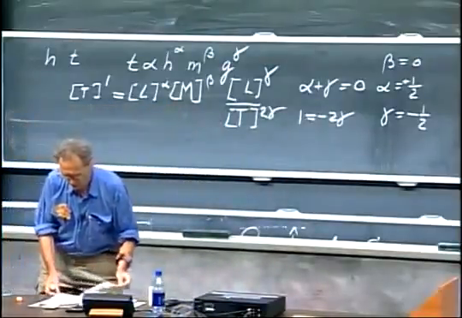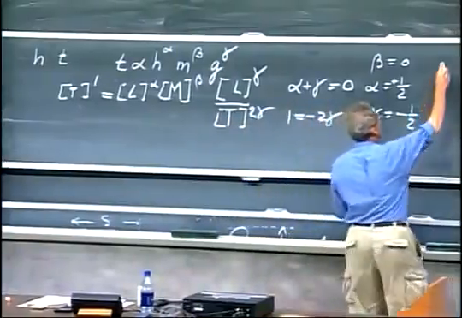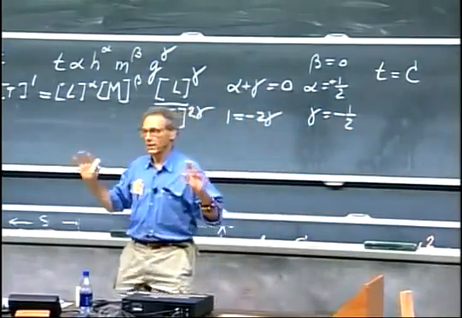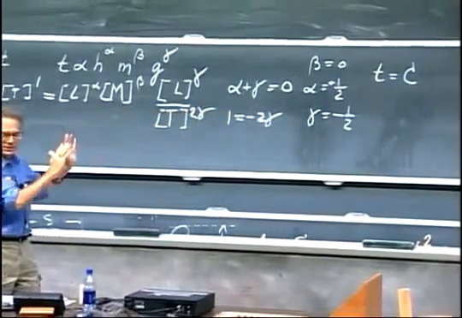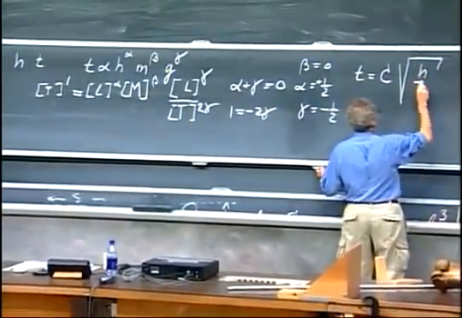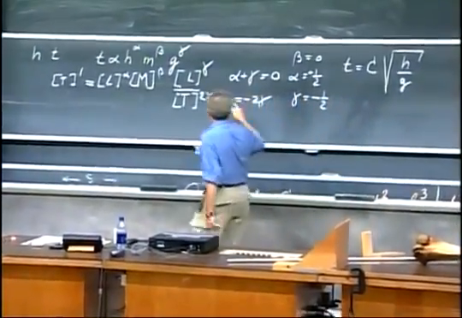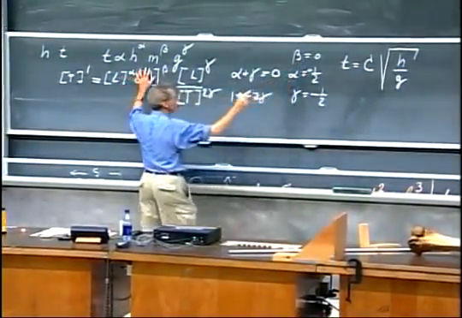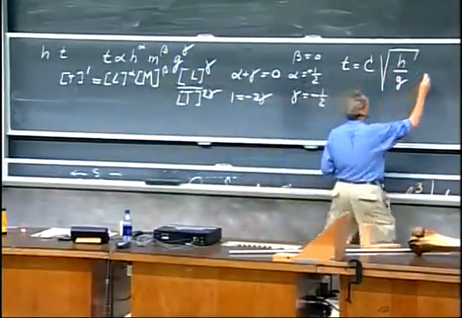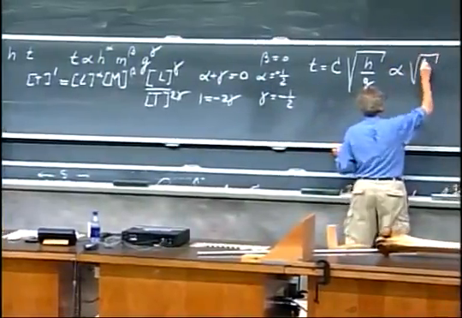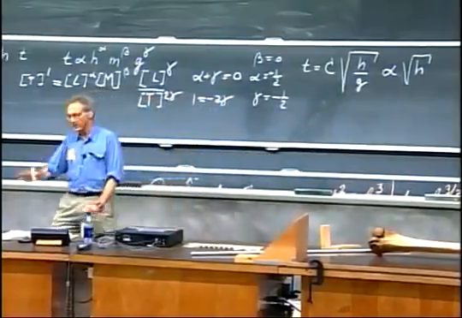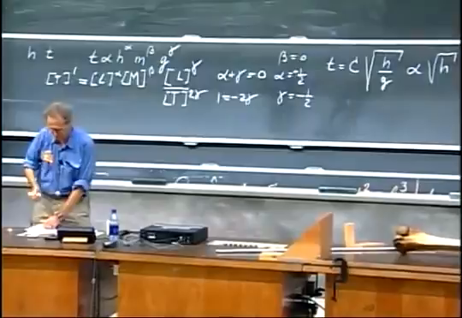I therefore conclude that the time that it takes for an object to fall equals some constant, which I do not know, but that constant has no dimension. I don't know what it is, times the square root of h divided by g. Beta is 0, there is no mass. H to the power 1/2, you see that here, and g to the power minus 1/2. This is proportional to the square root of h, because g is a given and c is a given, even though I don't know c. I make no pretense I can predict how long it will take for the apple to fall.